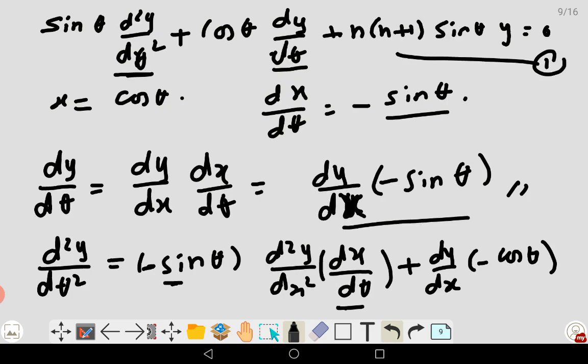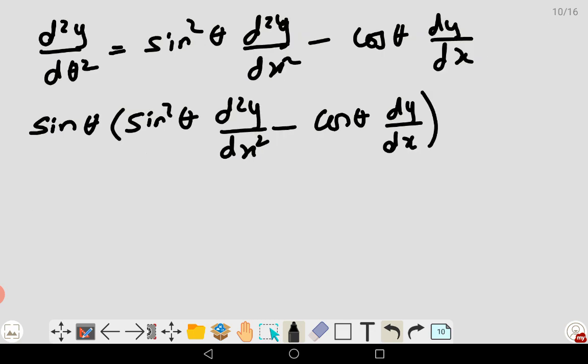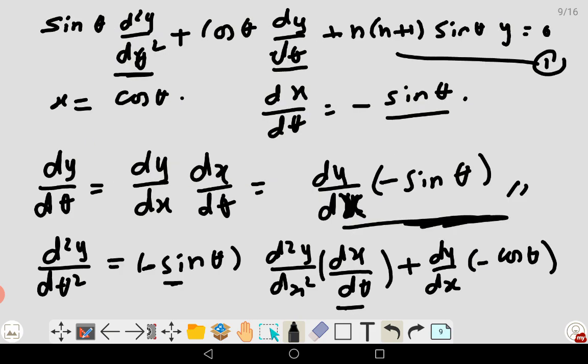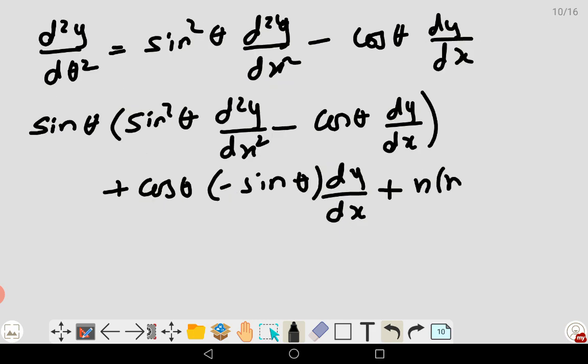First term is done. Second term, cosine theta dy by d theta. Dy by d theta is given here, right? Cosine theta into this one, so plus cosine theta into minus sine theta dy by dx. Plus the last term is n into n plus 1 sine theta y. N into n plus 1 into sine theta times y is 0.